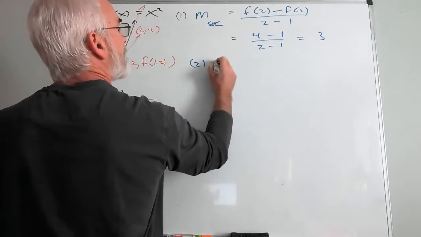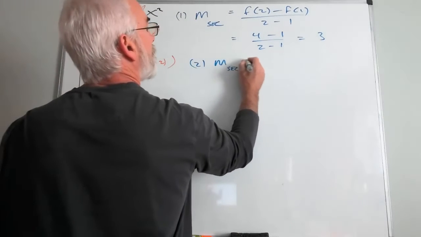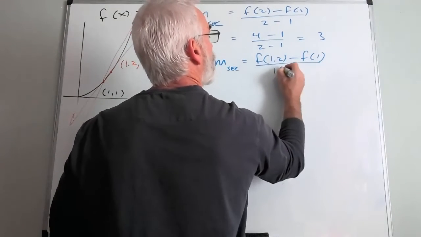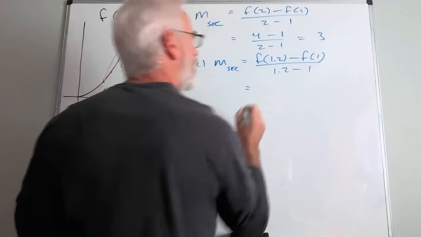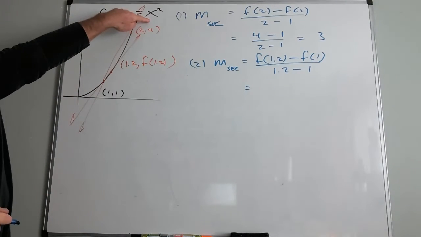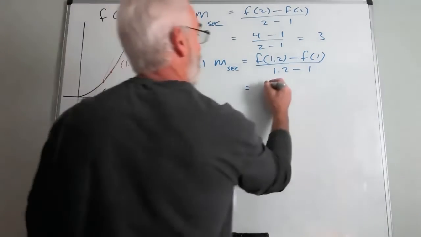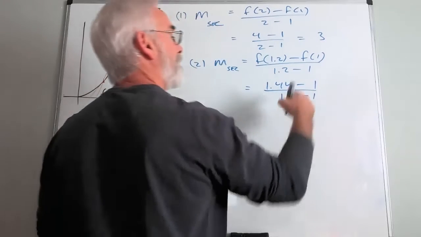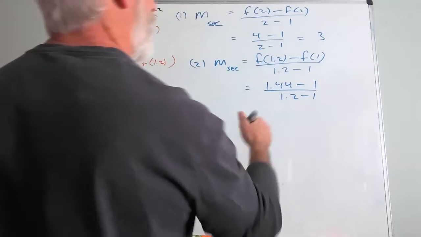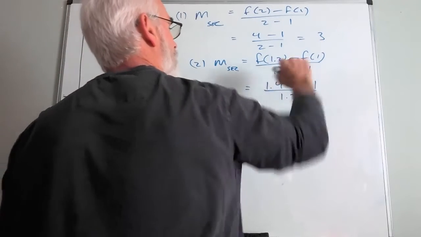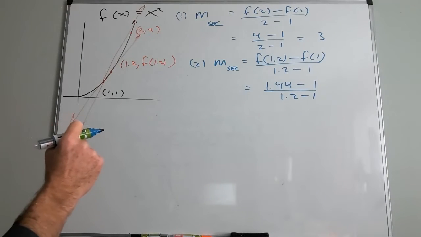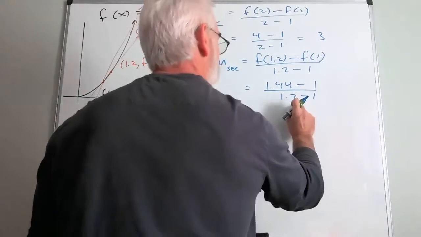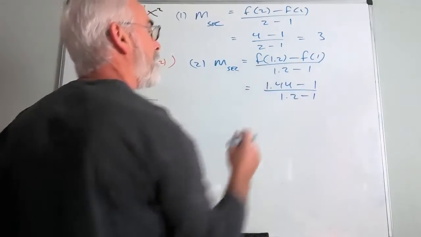So now my second secant line is going to be f of 1.2 minus f of 1 over 1.2 minus 1. Well, what's f of 1.2? That would be the square of 1.2, which would be 1.44 minus 1 over 1.2 minus 1. So if I do a quick check there, that would be 0.34. Hold on a second. Did I do that? Over 0.2, sorry.